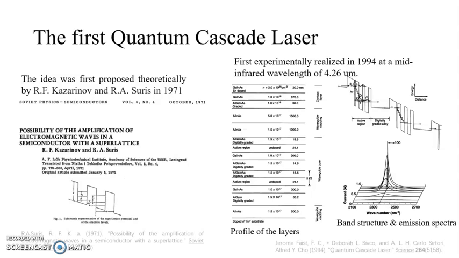The idea of the quantum cascade laser was first proposed theoretically in 1971. However, it was first experimentally realized in 1994. The profile as well as the band structure is shown in the figure on the right, and it emits at a mid-infrared wavelength of 4.26 microns from the spectra shown in the figure.